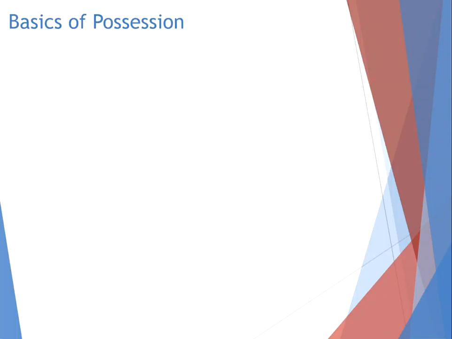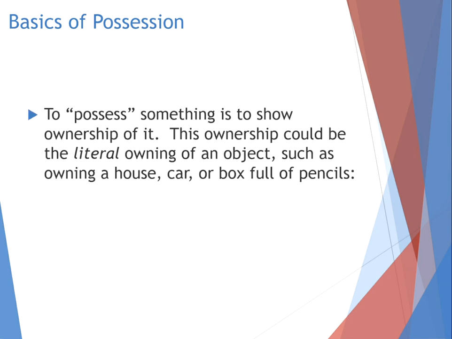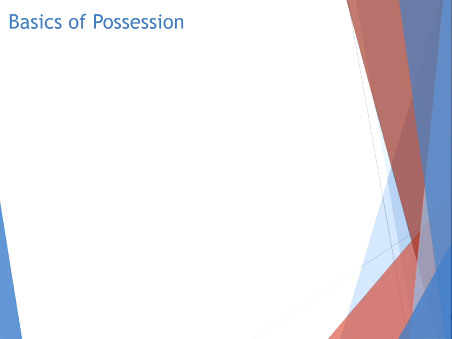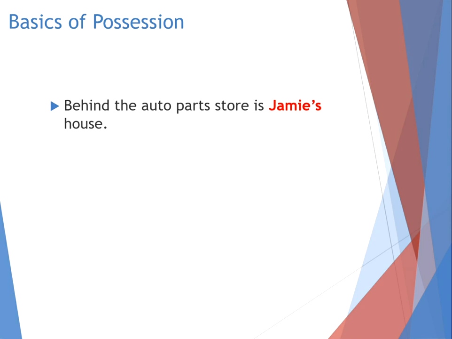The basics of possession. To possess something is to show ownership of it. The ownership can be literal, such as owning a house, a car, or a box full of pencils, such as in this example.